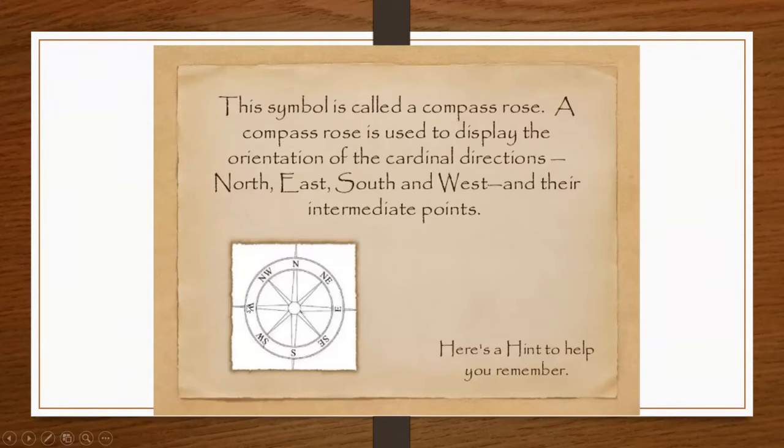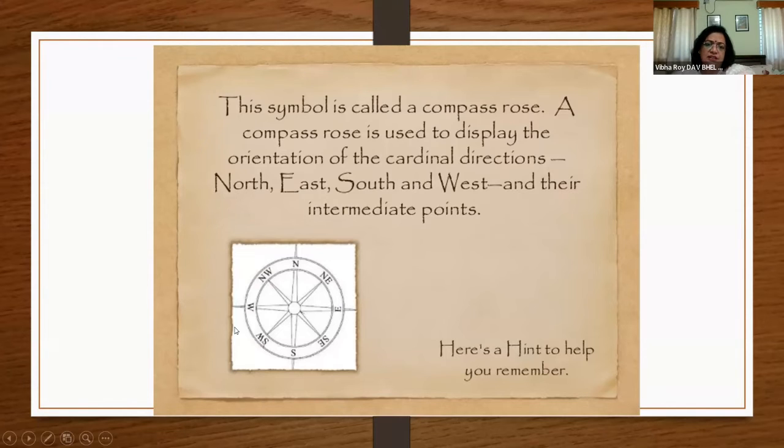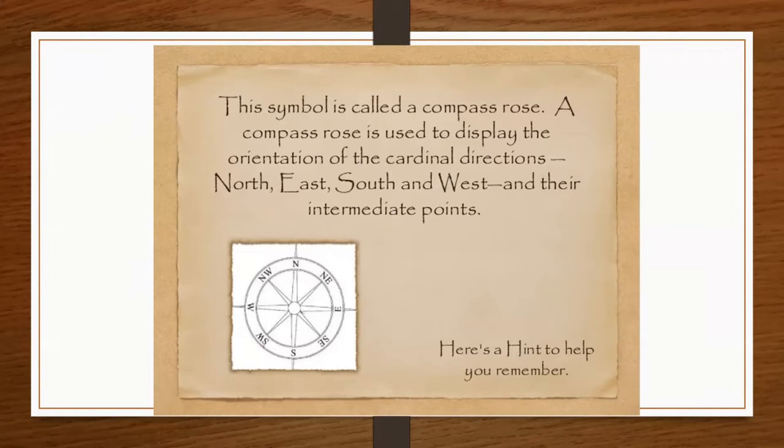Now, this is a compass rose. So this symbol is called a compass rose. A compass rose is used to display what? It shows us the cardinal directions with their intermediate points.